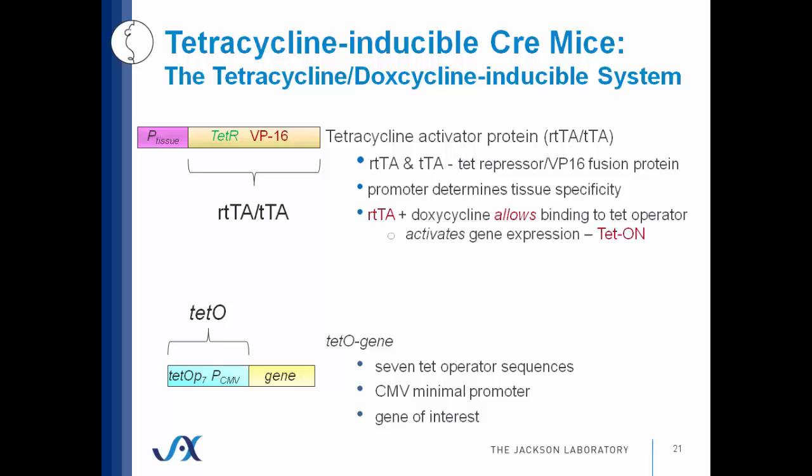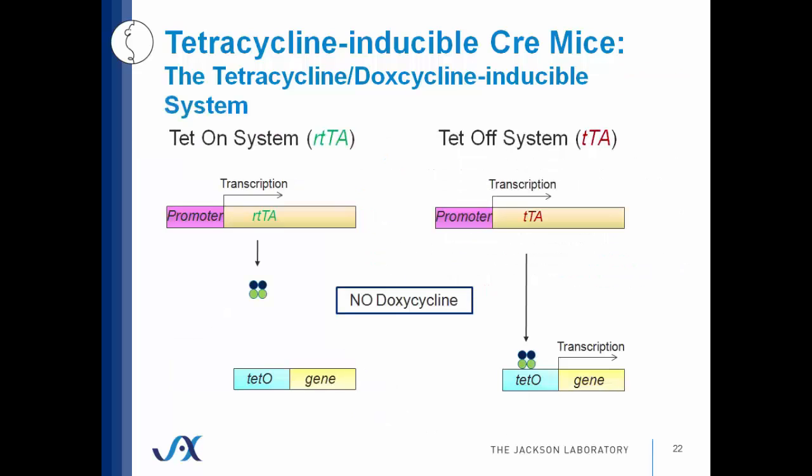So the RTTA, when doxycycline is administered, then allows binding of that protein to the TET operator, which will then activate your gene expression. That's known as the TET-on. TTA with doxycycline will prevent binding of the TET activator to the TET operator, and that will then turn off gene expression, and that's known as TET-off. And you can see this better diagrammed right here.